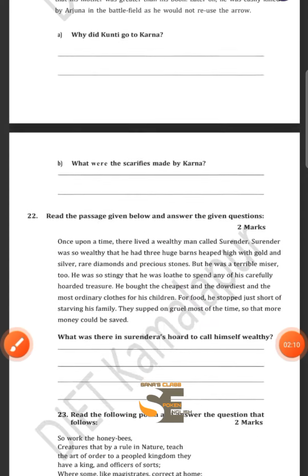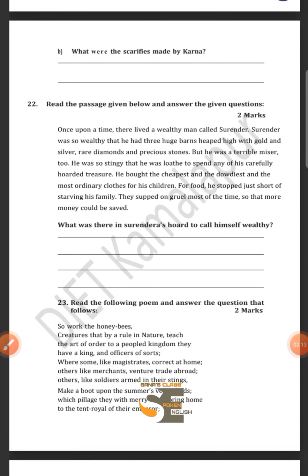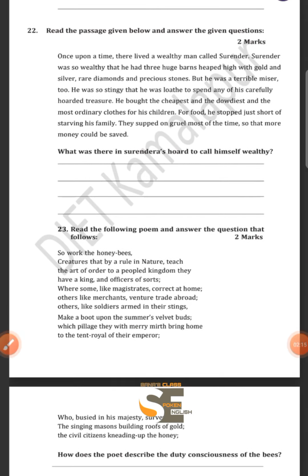Now we'll go for question number 22. To do question number 22, first we need to read the passage given. Okay, I'll read it for you. Just listen to me and try to understand what the passage is about, what is given in the passage, everything. Okay, let me read it.